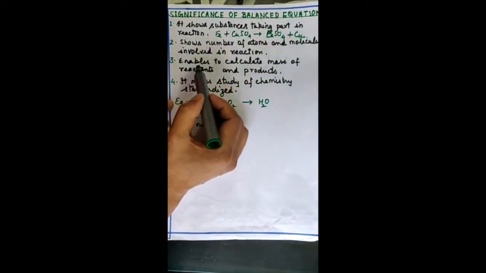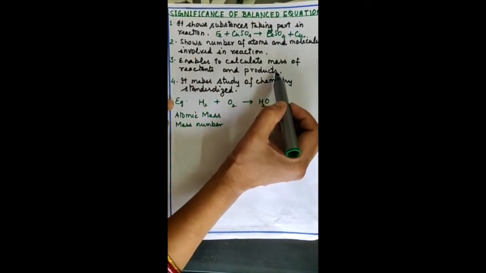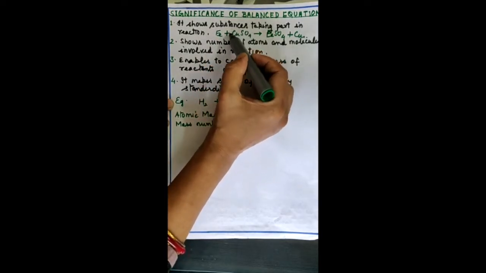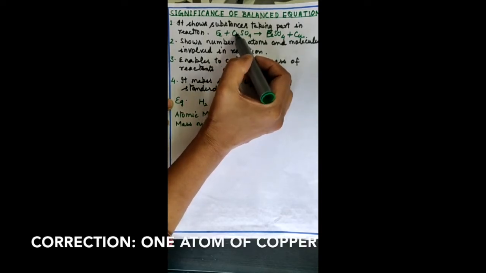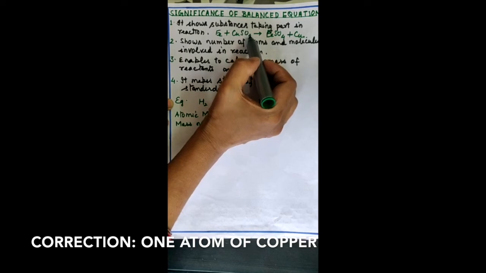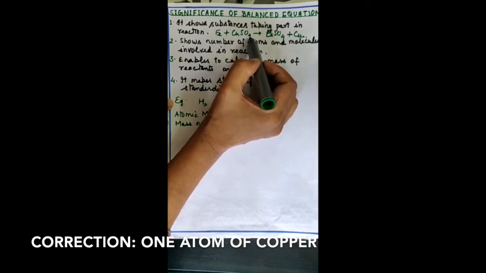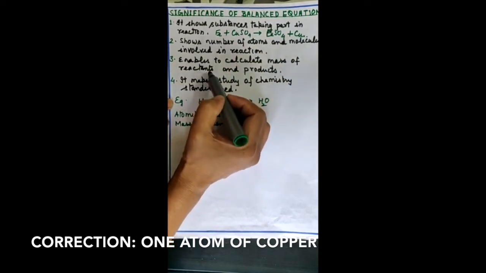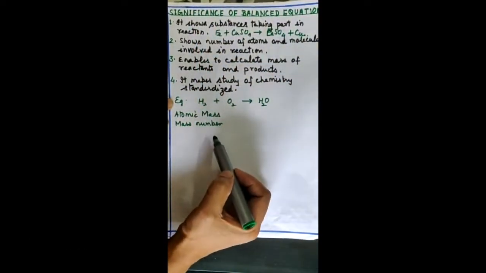Now the third point: it enables us to calculate the mass of reactants and products. How? If we calculate the mass of one atom of iron and one molecule of copper sulfate, because one molecule of copper sulfate consists of one atom of copper, one of sulfur, four of oxygen, so if we add the mass of one atom of copper plus the mass of one atom of sulfur plus the mass of four atoms of oxygen, then we can calculate the mass of reactants and products separately. We will explain it later in more detail.